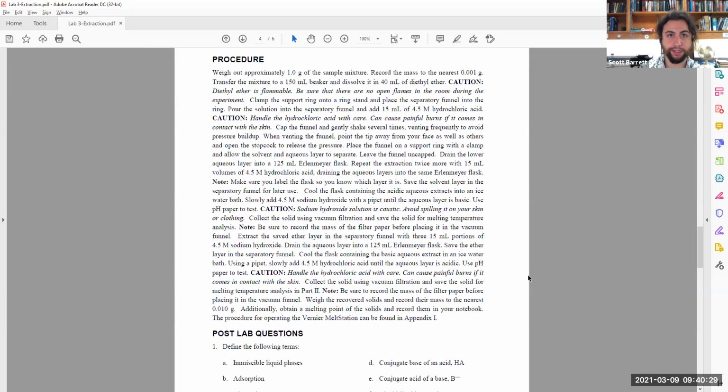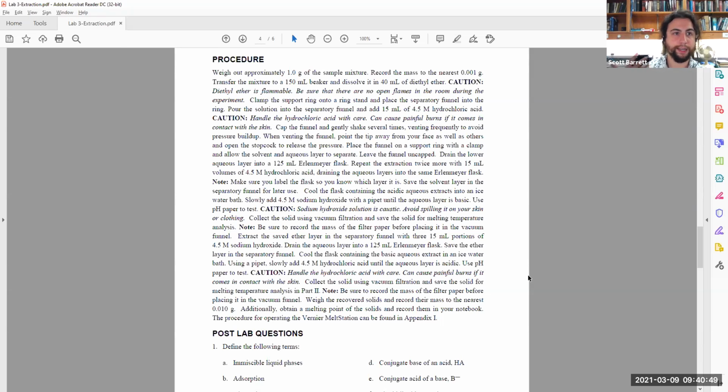Benzoic acid is dangerous. Aniline, not as dangerous, but still corrosive to the skin. Diethyl ether is a lung hazard. It can potentially be a hazard to your central nervous system if you were to inhale too much of it. These things can be dangerous.